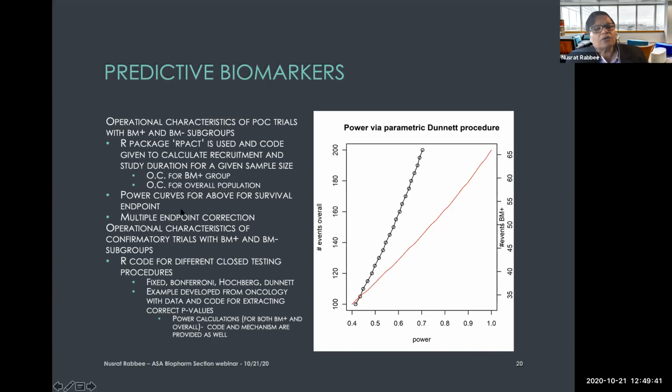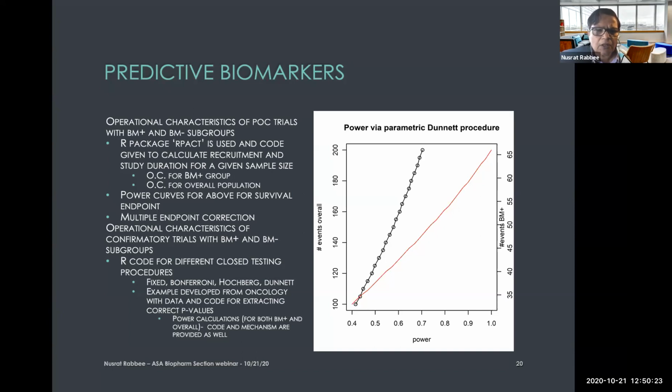And here are the power curves for the above that I generated. The power curves are going to be very important, right? Because we need to know, or your boss wants to know, how many subjects to recruit. And you also have to find out how many marker positive subjects you need to recruit. So I give the example for survival, but the same code and same package can be used for other endpoints. The other thing is there's multiplicity involved.